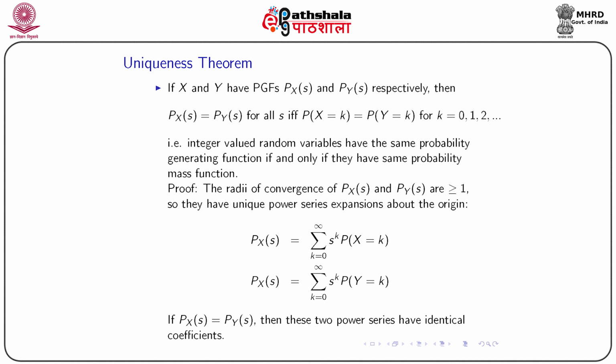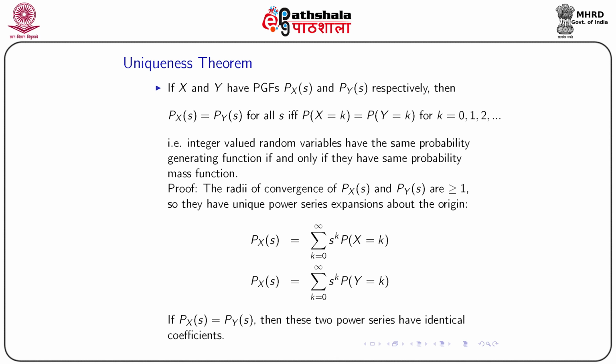The radii of convergence of P_X(s) and P_Y(s) are greater than or equal to 1. If this is true, then they have unique power series expansions about the origin. So you can write P_X(s) as the sum over k from 0 to infinity of s to the power k times the probability X is equal to k, and P_Y(s) as the sum over k from 0 to infinity of s to the power k times the probability Y is equal to k.